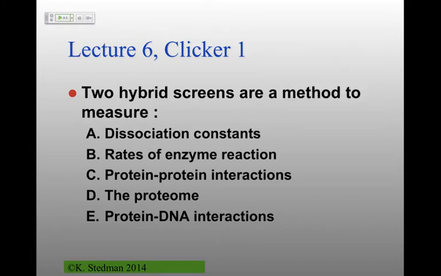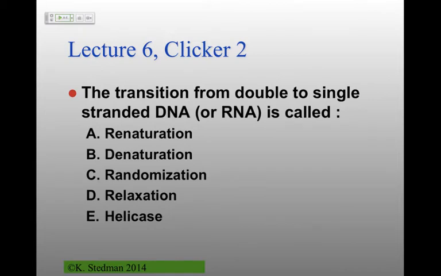Our next question is the transition from double to single-stranded DNA or RNA is called renaturation, denaturation, randomization, relaxation, or helicase.